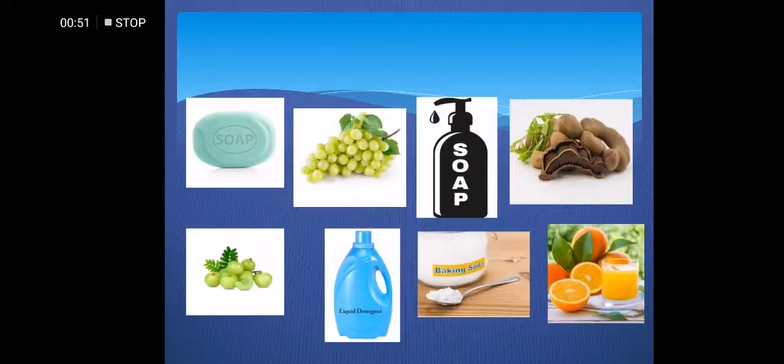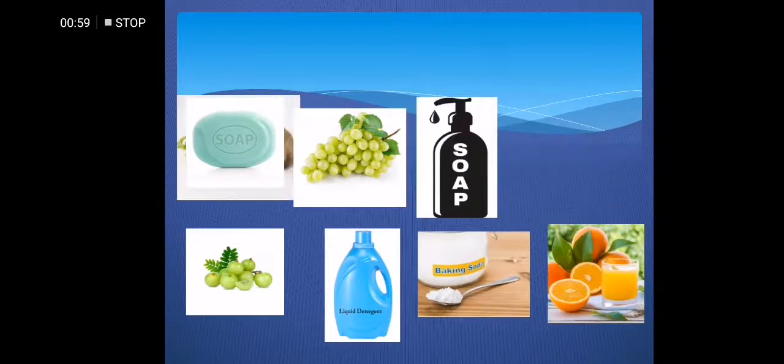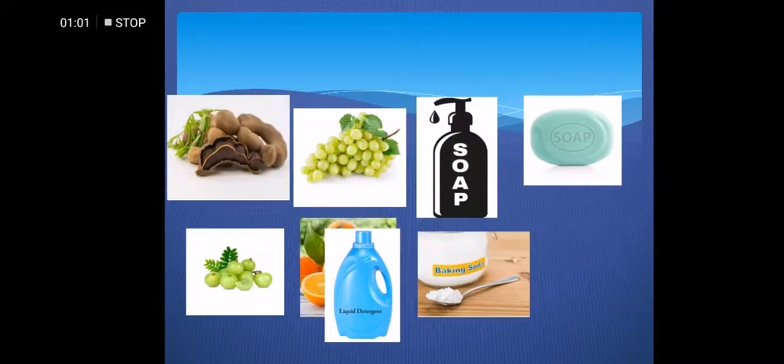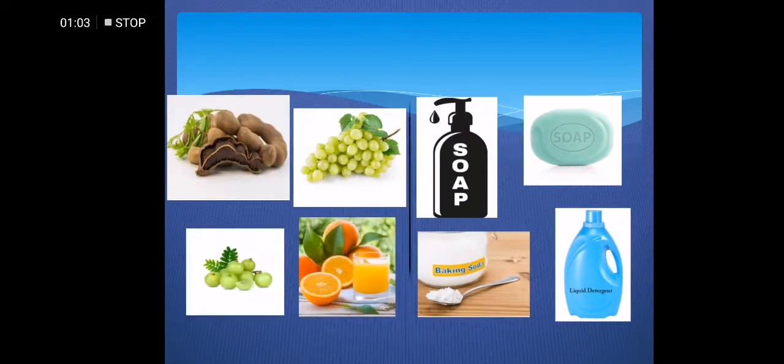Here are some pictures for you. They appear to be in a jumbled state. Can we group them into two categories? Okay, so now we have two groups. Group 1 has grapes, orange juice, amla and tamarind. Can we find what is similar about all of them?